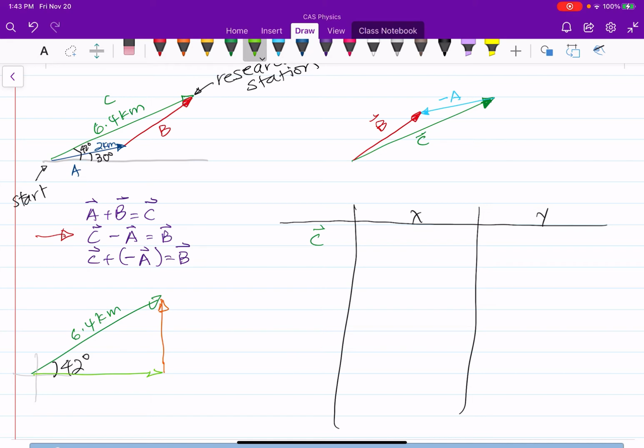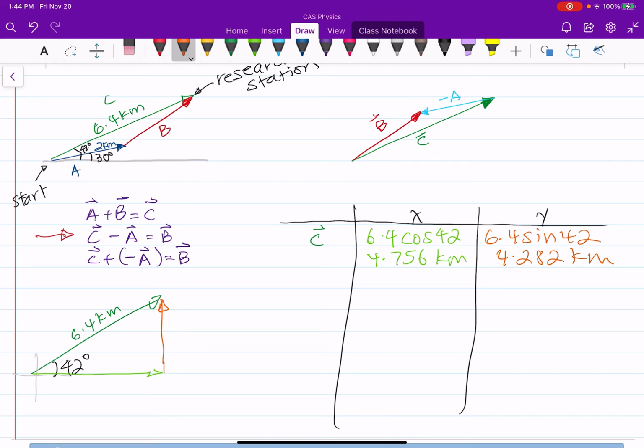C, the X component is just going to be 6.4 cosine of 42 degrees. Let's solve it out as we go. So 6.4 times cosine of 42 gives me 4.756 kilometers. And then the Y component is just going to be 6.4 sine of 42. So 6.4 sine of 42 is 4.282 kilometers. Okay, so that's the first one.